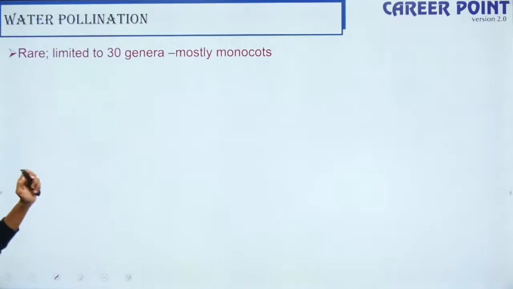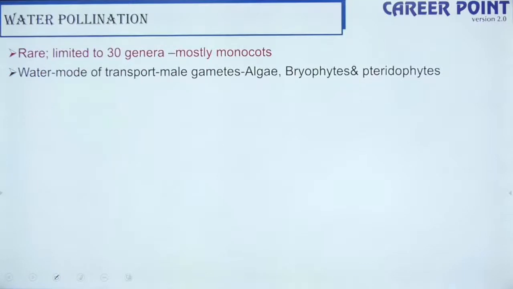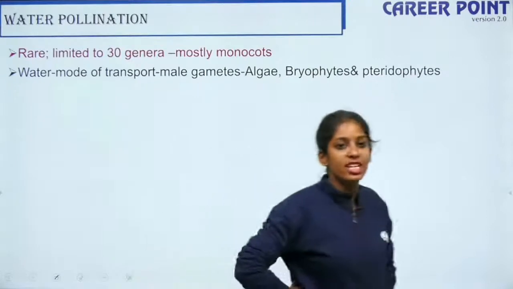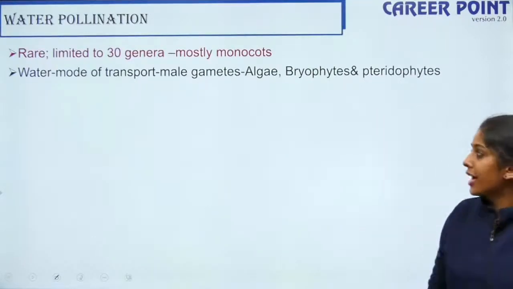So apart from grasses, other monocots prefer water pollination. And if you also remember, water is the mode of transport for male gametes in the case of algae, bryophytes and pteridophytes. So where did we talk about algae, bryophytes and pteridophytes? In the plant kingdom, right? So in algae, bryophytes and pteridophytes, the male gamete is released into water. So the water carries them to the female tract, right?